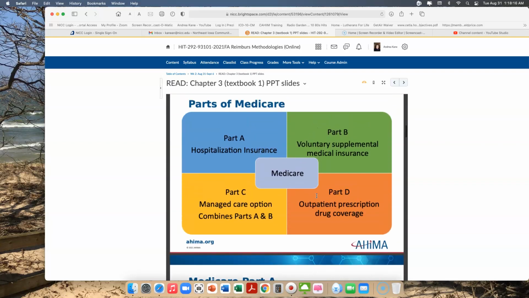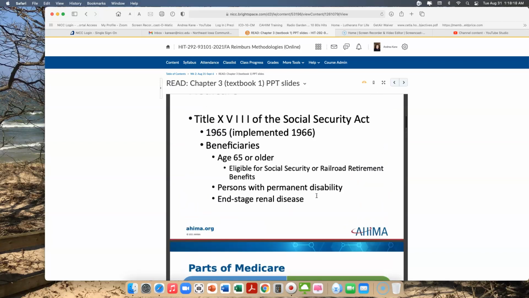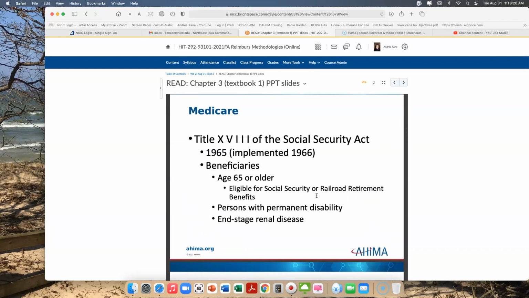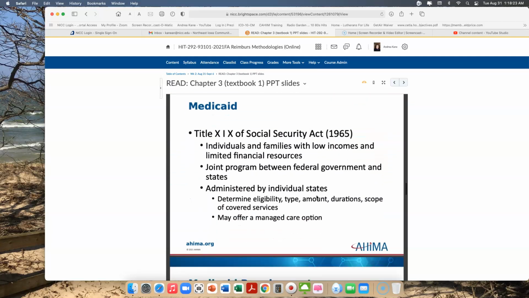Medicaid is Title 19 of the Social Security Act. It is to benefit individuals and families with low incomes and limited financial resources. It is a joint program between the federal government and the states, administered by the individual states. So it varies from state to state, whereas Medicare is federal only, so it is the same. Anyway, with Medicaid, they determine the eligibility, type, amount, duration, and scope of covered services, and they often offer a managed care option. Most states do.